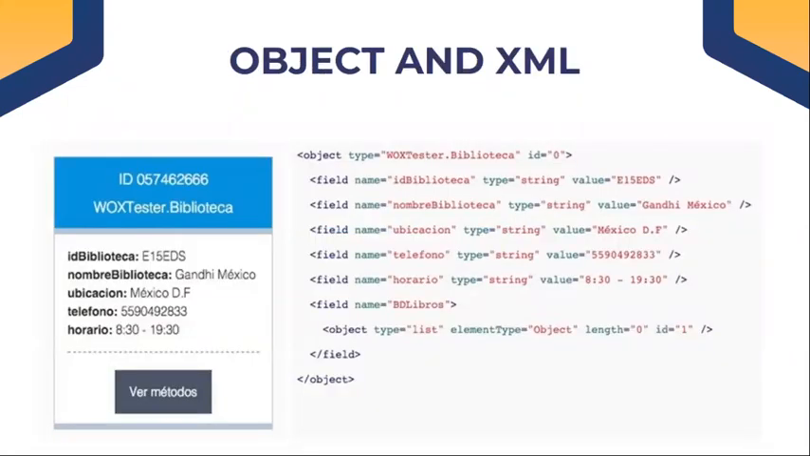This is the graphical representation of the object on the left and its representation in XML on the right. We can see that the root element is an object with the type workstester.biblioteca with ID equals 0. And we have a set of elements, of field elements.